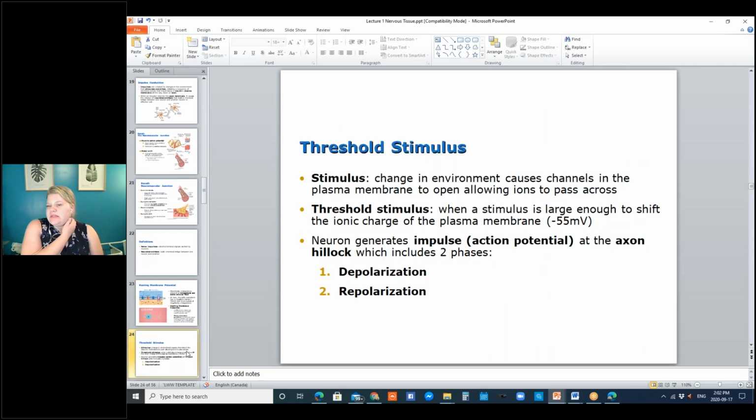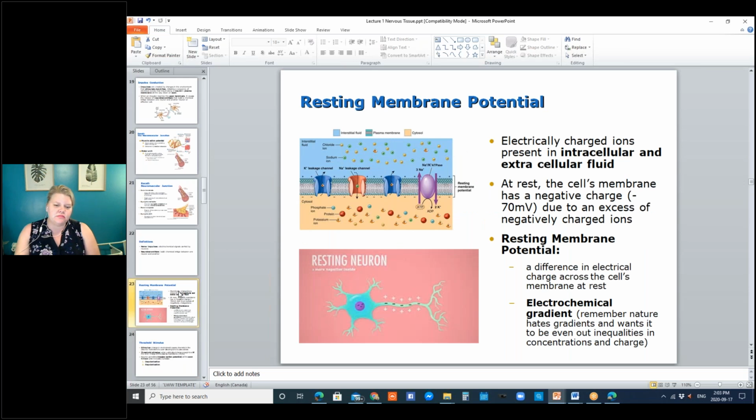Okay, threshold stimulus. When a neuron is at rest and nothing's happening, there's no stimulus, this is what's happening at that resting membrane potential. All the channels are closed, it's more negative on the inside of the cell, and that's it, minus 70 millivolts. I like the way that looks.